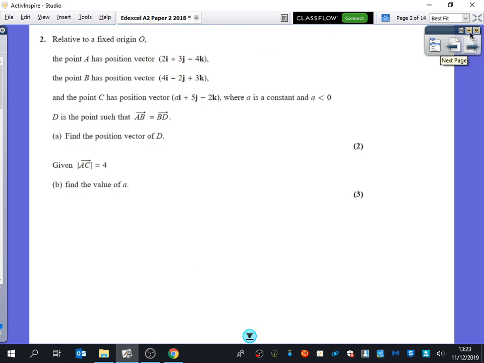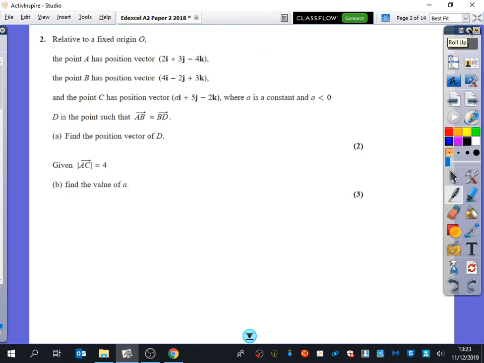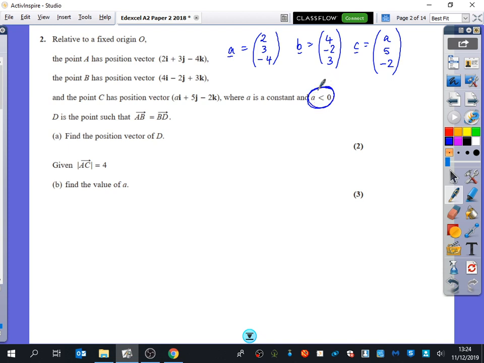Okay, question 2. This was a nice vectors question that we've got. Relative to a fixed origin, we've got this position vector here for A. Immediately, I would want to jot down this. I've got 2, 3, minus 4. I've been told what the position vector of B is. B is 4, minus 2, 3, just getting things prepared. C has a position vector, a, 5, minus 2. It also tells us that a is less than 0.